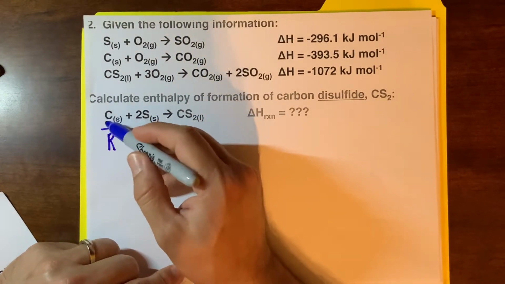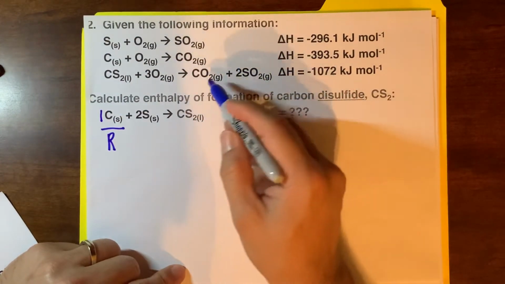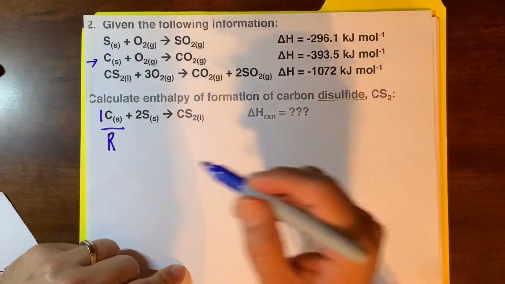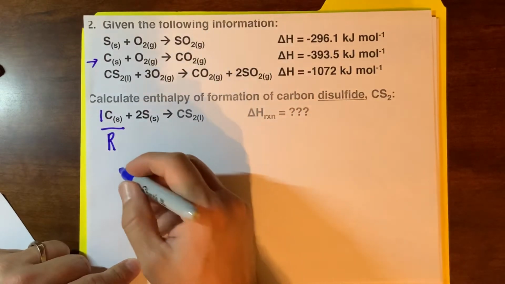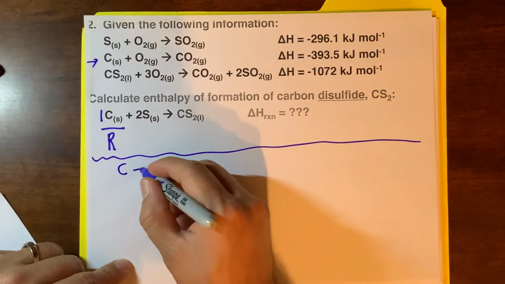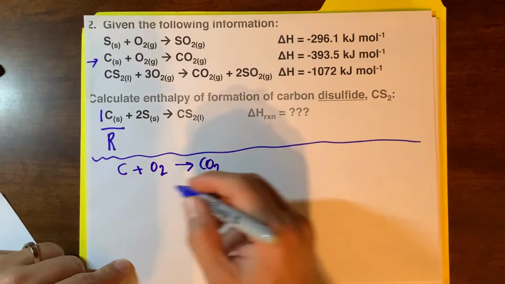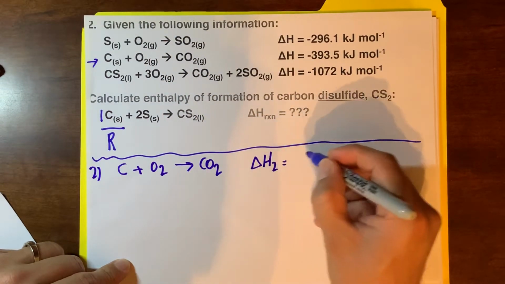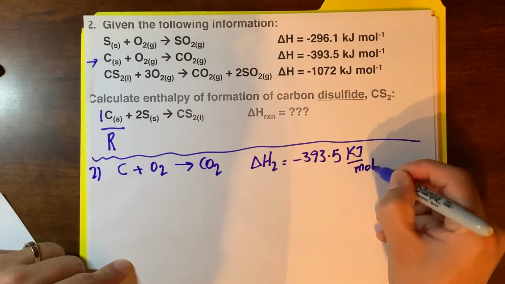Okay, how many moles do I have of this carbon? Only one. Okay, so let me find the source of carbon. It looks like this is the source for carbon. The second reaction has 1 mole carbon on the reactant side, so I'm going to keep this one because I need 1 mole carbon on the reactant side. Okay, sorry, this is the second reaction, I mean. So this is the second reaction. Delta H of the second reaction is minus 393.5 kilojoule per mole.